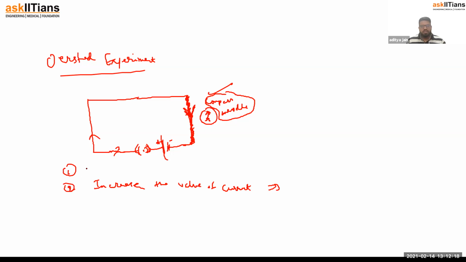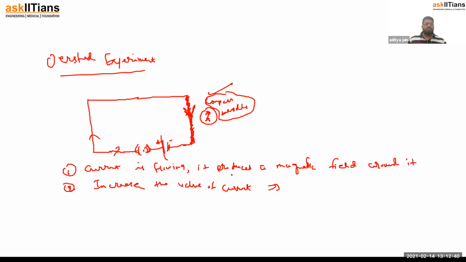The first conclusion was that whenever current is flowing, it produces a magnetic field around it, because the deflection was shown by the compass needle. This is known as the magnetic effect of current. Whenever a current is flowing in a circuit, it produces a magnetic field around it. That property or effect of current is known as the magnetic effect of current.